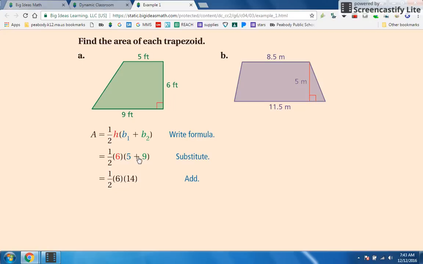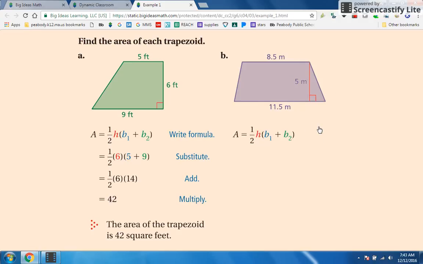They simplify this a little bit. 9 plus 5 is 14. Now they're going to do 14 times 6 and cut that in half. So 14 times 6 is 84. Half of 84, or divided by 2, is 42. So 42 square feet would be your final answer, or 42 feet with a little 2 over it.